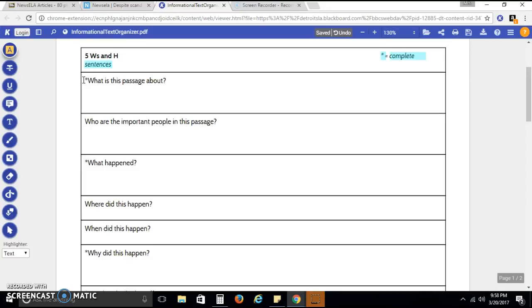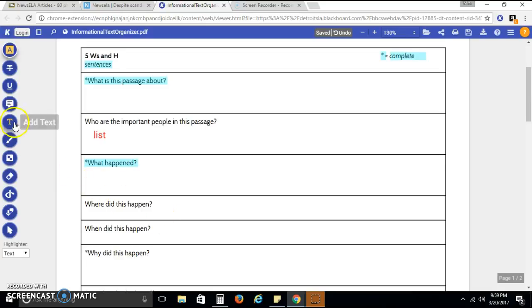So I need you to answer, what is this passage about? This needs to be a complete sentence. Then you can list the important people in the passage. You can list this because it doesn't have an asterisk. I need to know what happened. So what was the event that happened in this article? That also needs to be complete sentences.